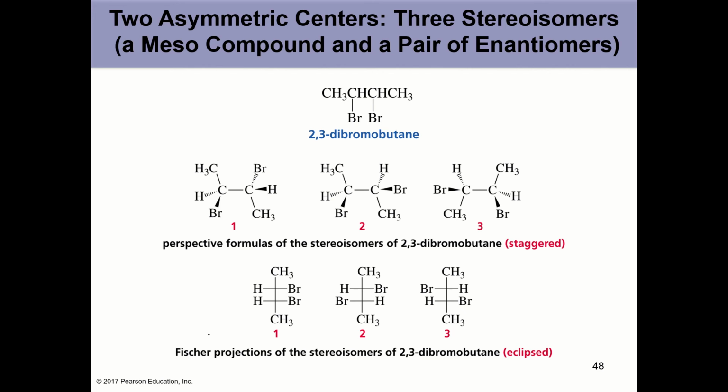So how does this happen? We have 2,3-dibromobutane. We show the perspective drawing of 2,3-dibromobutane and the Fischer projections of the stereoisomers.